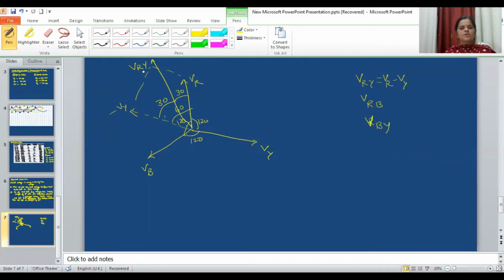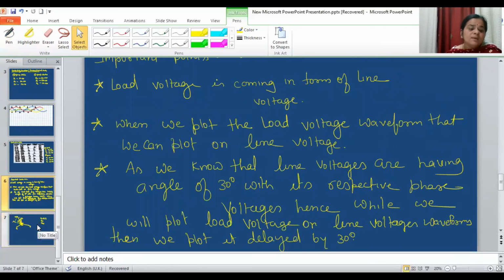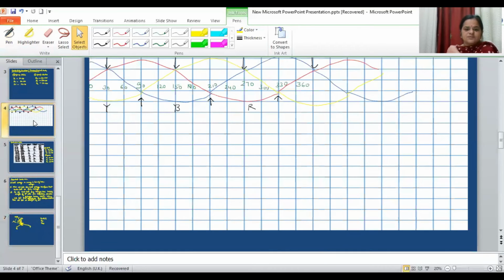30 degrees. So you can see here, if you plot all the line voltages, you will observe that the line voltage always has an angle of 30 degrees with its respective phase voltage. So that angle we consider when we plot the waveform directly on the line voltages. Now let us draw the line voltages waveform.